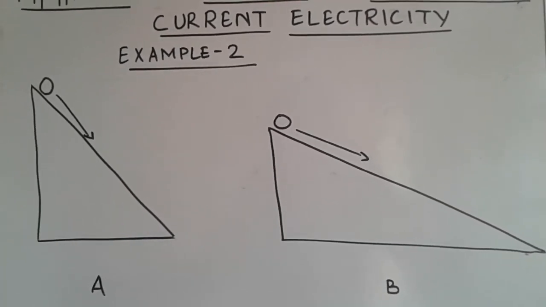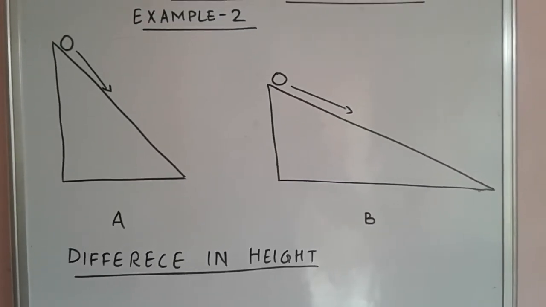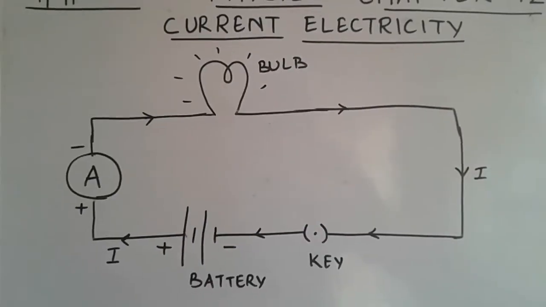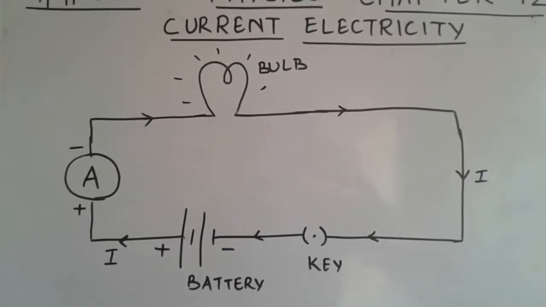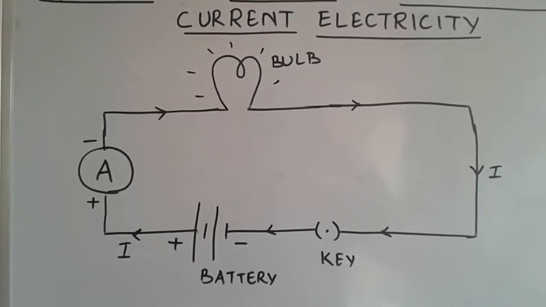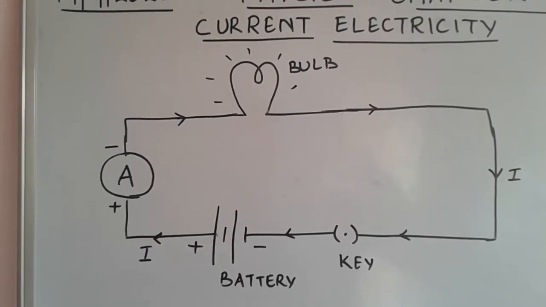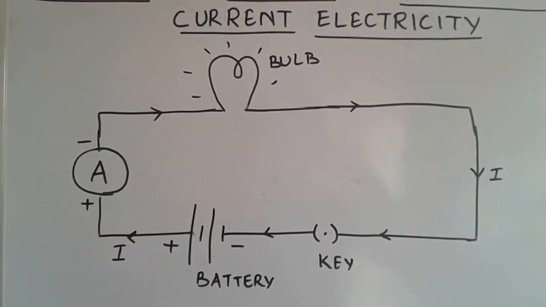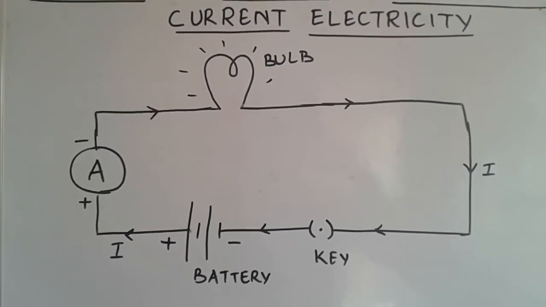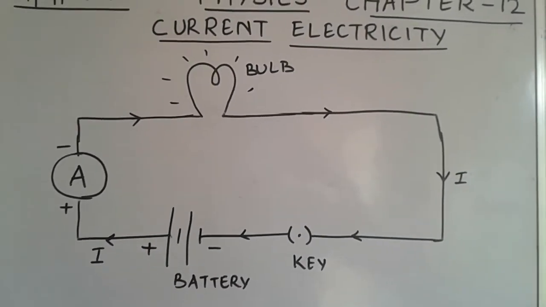So children, from this example, what can we conclude? The speed of the ball is due to the difference in height. Now coming back to the portion of our chapter, this is an electric circuit, children, where we have attached a few components like a bulb and an ammeter. You can see that the ammeter is connected with the battery, with the positive terminal of the battery connected to the positive terminal of the ammeter. Now in this circuit, the current is flowing, the key is closed and the bulb is glowing also.